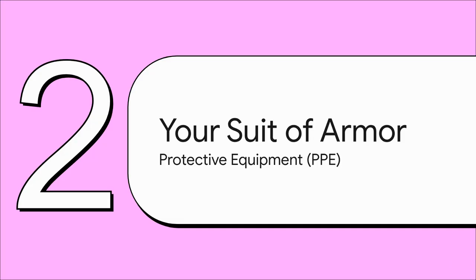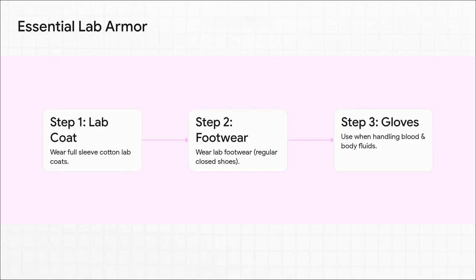So, we've identified the hazards. Now what? How do we actually protect ourselves from them? Well, your very first line of defense is what you wear. Let's talk about your personal suit of armor, personal protective equipment, or PPE. And this armor, it's not optional. It is absolutely essential. That cotton lab coat isn't a fashion statement. It's a barrier between your skin and a chemical splash.